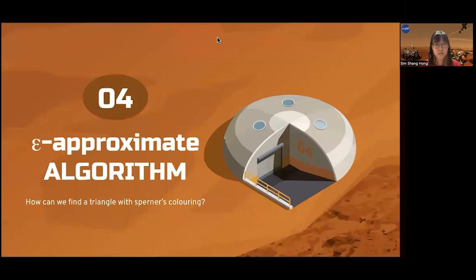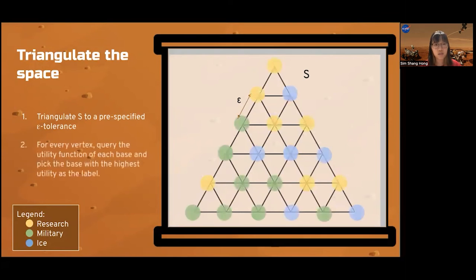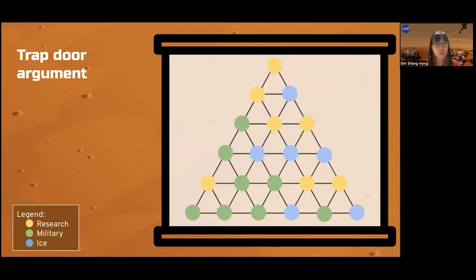Thank you, Sean. My name is Shang Hong, and I'll be presenting on how to use the epsilon approximate algorithm to find a triangle with Sperner's coloring. Firstly, we triangulate our space S to a pre-specified epsilon tolerance. Then for every vertex, we query the utility function of each base and pick the base with highest utility as the label, like so. Then, we will use the trapdoor argument to find a triangle that features all 3 colors.